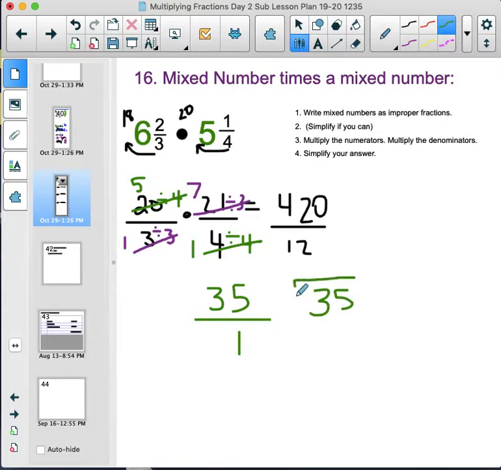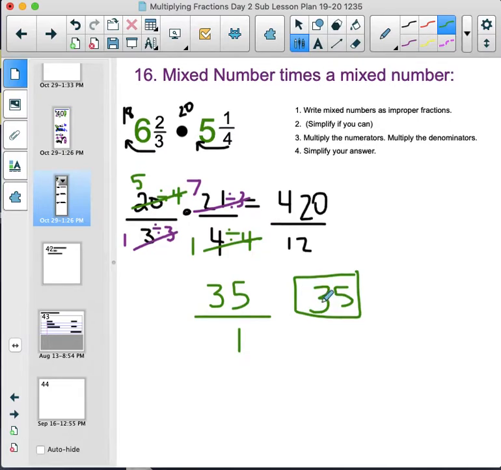Now, if you got 420 over 12, awesome. That's the goal for today. If you got one of these, even better. This takes a few weeks, so don't stress out if you don't understand how to do that right now. That's not a big deal.